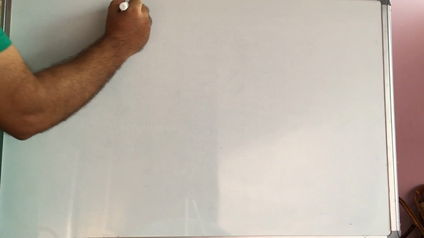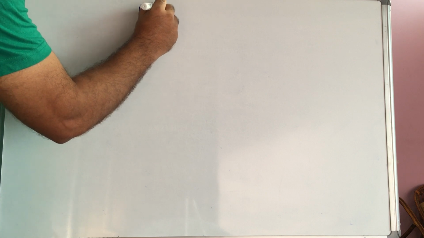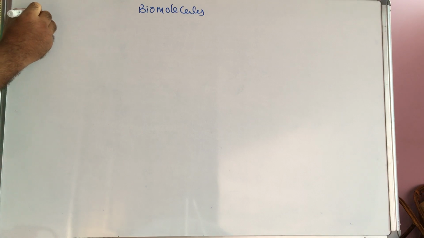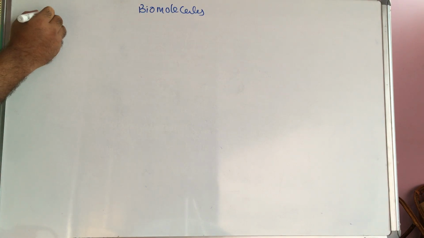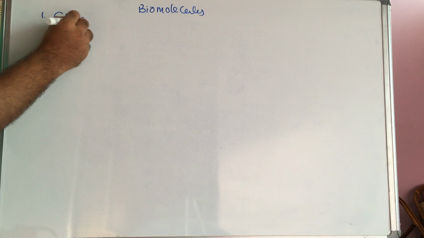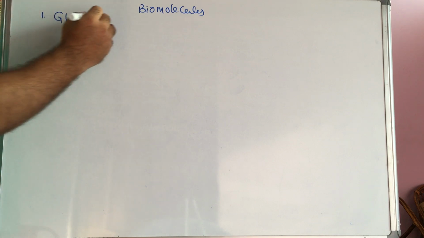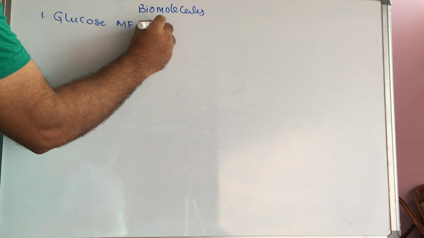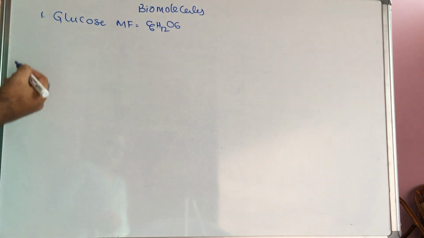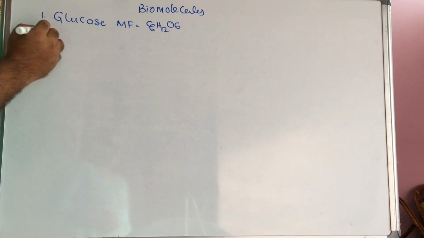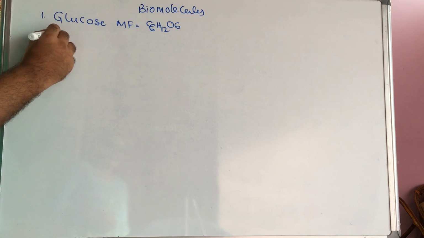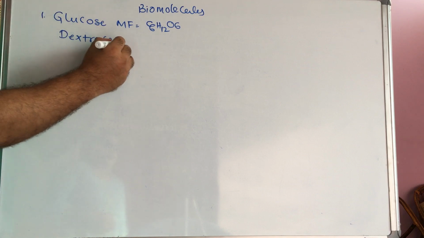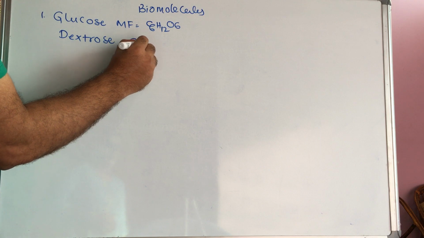Today I am discussing the biomolecule. In biomolecules, one of the important monosaccharides is glucose. The glucose molecular formula is C6H12O6. It is also known as dextrose, and by another name, grape sugar.